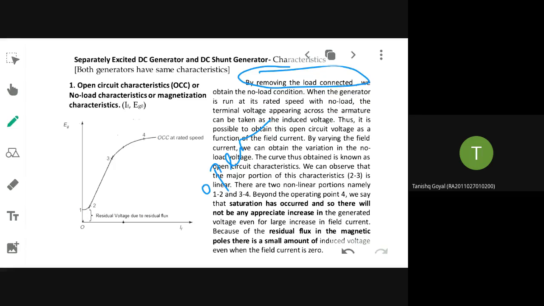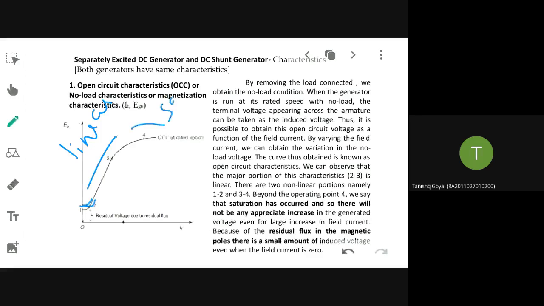And you are going to vary the field current and observe what nature of variation takes place at the output side. You are going to note down the open circuit voltage, and draw a curve between this voltage and the field current. As you observe from the nature of the curve, it shows three degrees of variation.